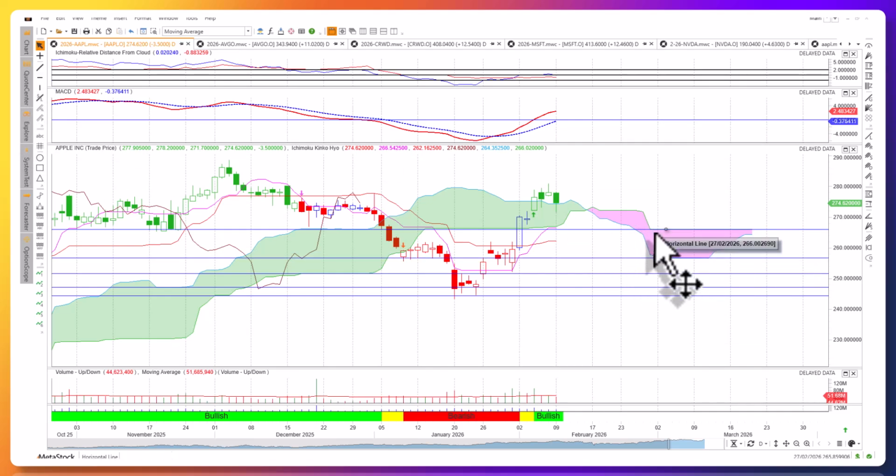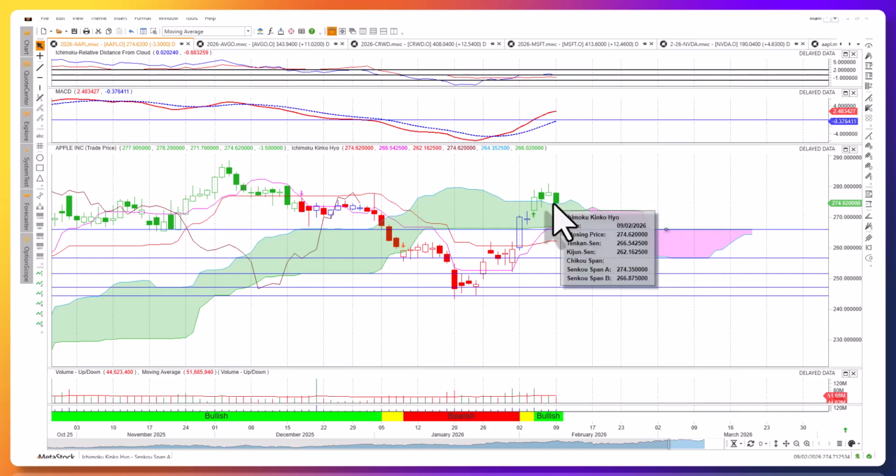These are the support zones going into the second quarter of the year, end of March month, and then the second quarter of the year. These are the critical support zones to keep an eye out for Apple to remain above these levels. But so far so good, back above the top end of the Ichimoku cloud.